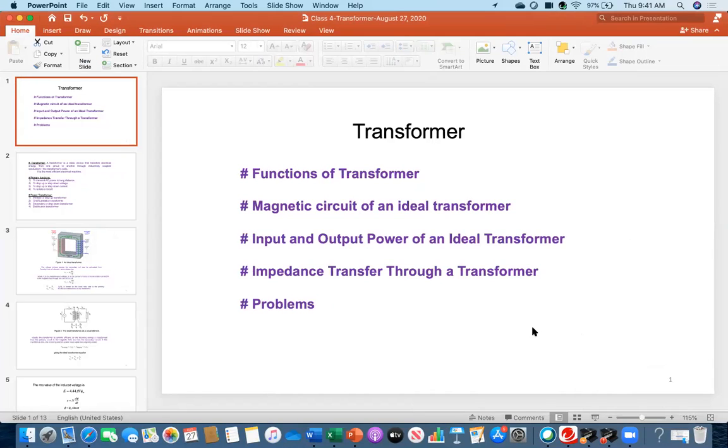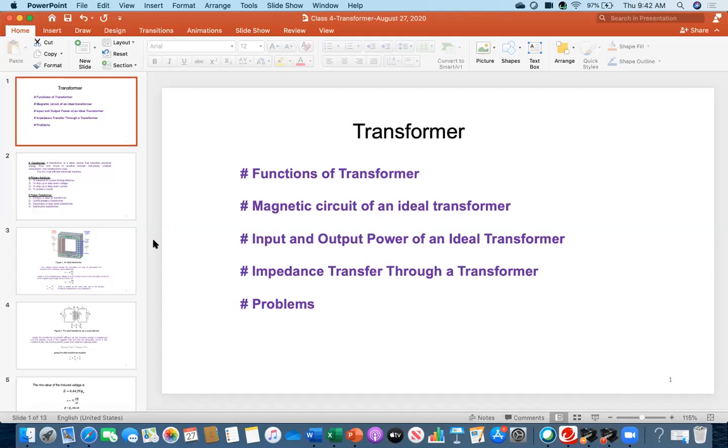So today we will start the new chapter, transformer, and we'll be looking at what the functions of a transformer are, what it is, its magnetic circuit, what the relationship is between input and output voltage, current, power, and one new concept, impedance transfer through a transformer, and then problems.